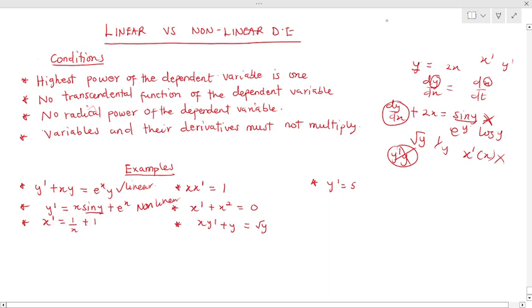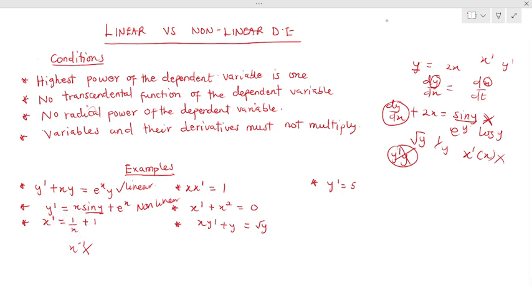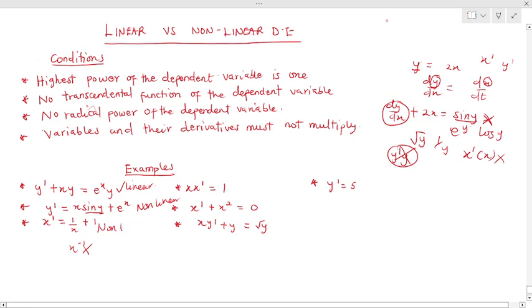Then when I come here, I have my dependent variable to be x prime, and it is equal to 1 over x plus 1. My dependent variable x here has a power of x to the power negative 1, which is not accepted. The highest power should be 1. There shouldn't be any radical or inverse power. So always, if you have x as the dependent variable, there shouldn't be anything like 1 over x if the equation is said to be linear. So here, this is nonlinear.